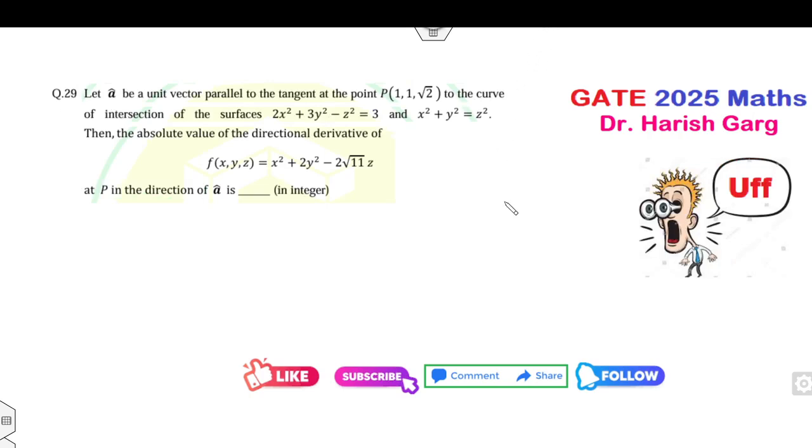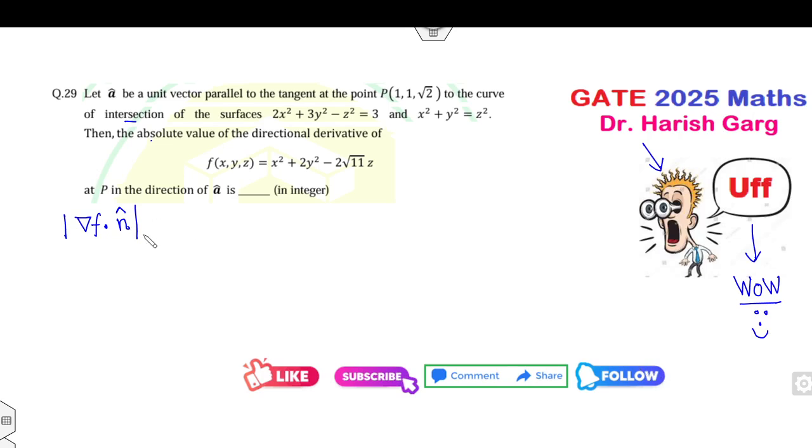Okay, look at another one. Let n be the unit vector which is parallel to the tangent of the intersection of the surfaces; find the absolute value of the directional derivative. This is the directional derivative: the gradient of f dotted with the unit vector. And if your reaction looks like, oh, this is tough, believe me, you will see the solution and then your reaction will change to wow.